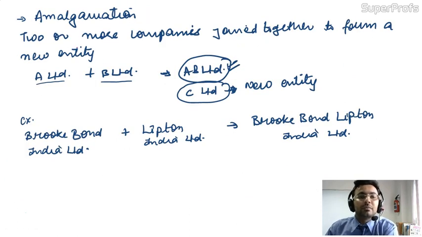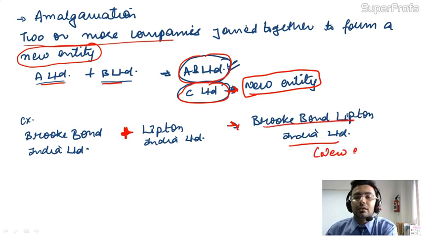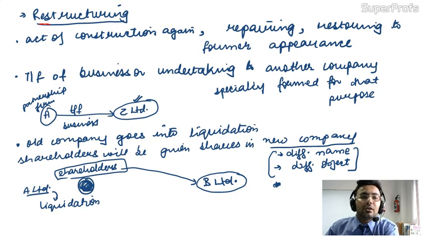Now amalgamation. Two or more companies join together to form a new entity. Let us suppose A and B have joined together to form AB Limited, or they have joined together to form C Limited. That is a new entity. Just like that, Brookbond India Limited has amalgamated with Lipton India Limited, and they have come up with a new entity, Brookbond Lipton India Limited.